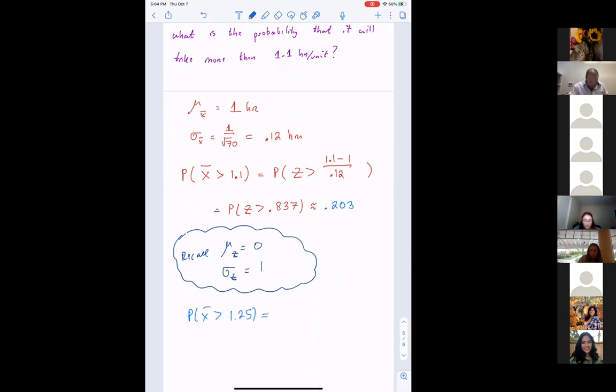Let's see. Can I do it on this calculator? No. Must be away. 1.12. 1.25. I think it was this one. Is that it? No, I don't think so. Okay, what do you guys get? I don't think my calculator knows how to do this one.